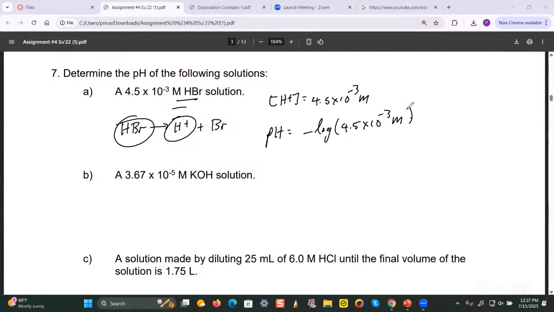And then we do the calculation. So remember, whatever the number of sig figs that you find the log of, you have to round off that answer to the same number of decimal places. So 4.5 times 10 to the minus 3. I'm going to find the log of that, with a minus sign. According to my calculation, this works out to be equal to 2.35. And that would be the answer. All right? Any questions about that one?